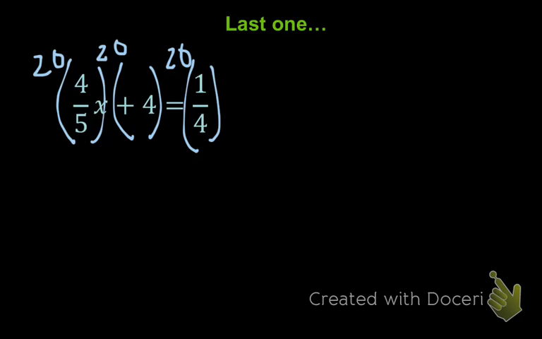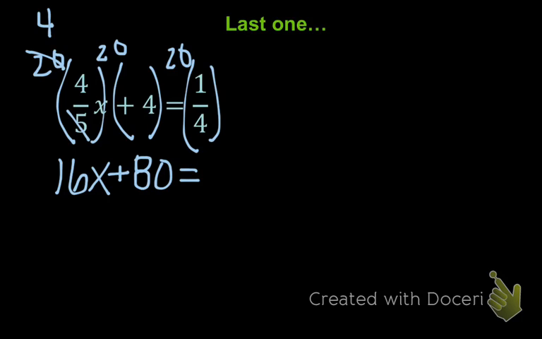So we're going to do 20 divided by 5, which leaves me with 4. 4 times 4x would be 16x. 20 times 4 is 80. And that equals 20 divided by 4 leaves me with 5. 5 times 1 is 5. All right, so let's solve this equation.